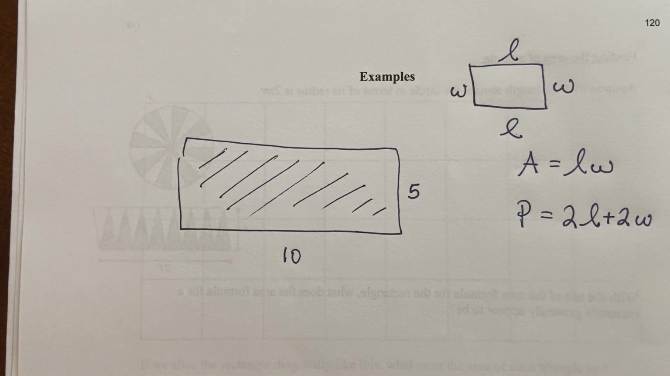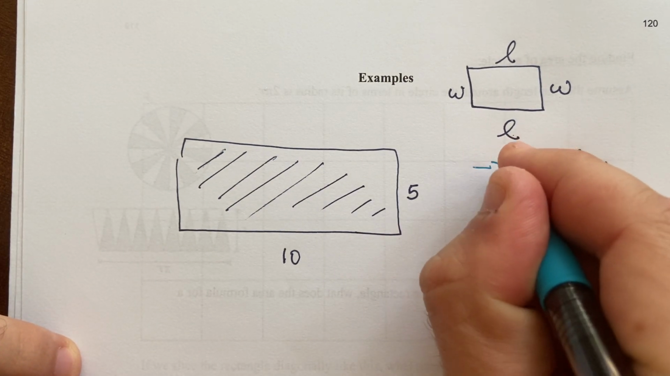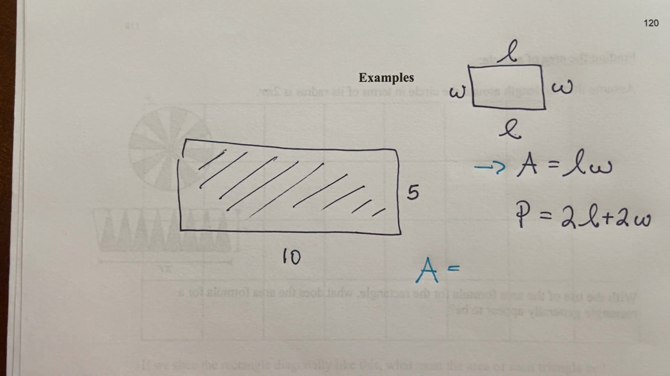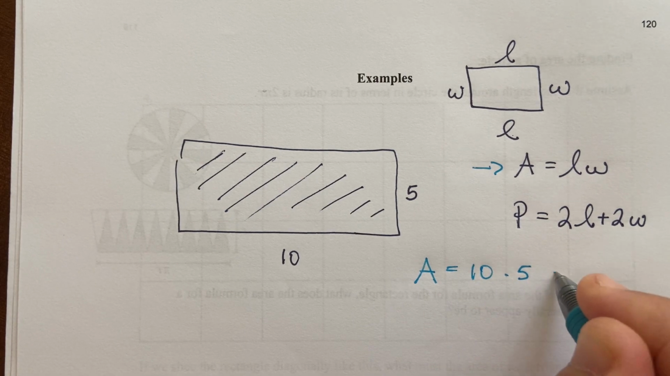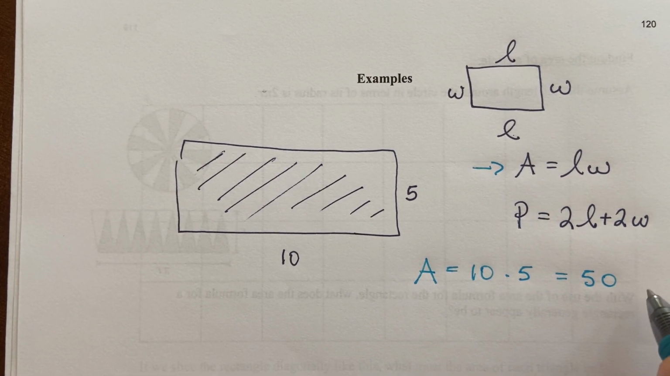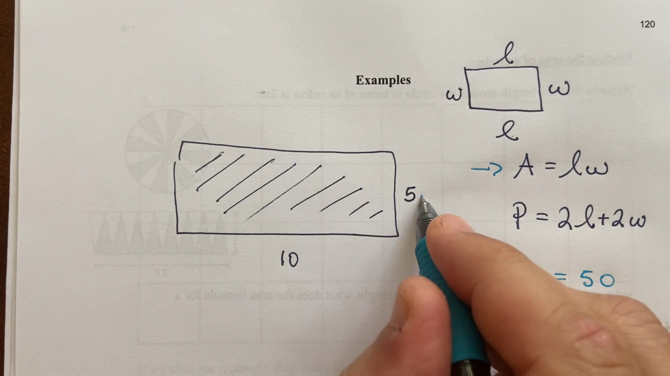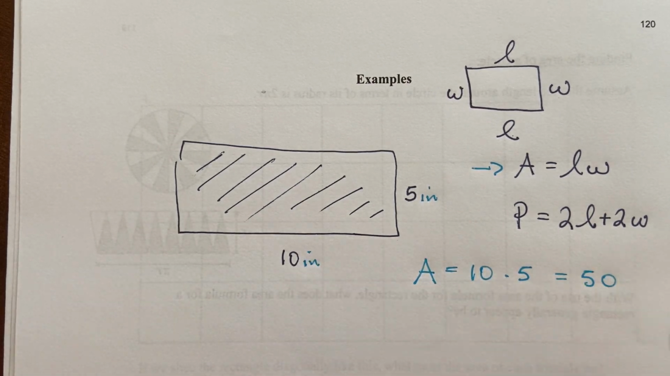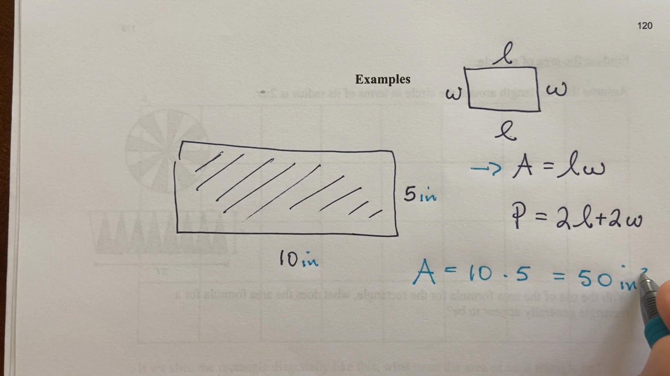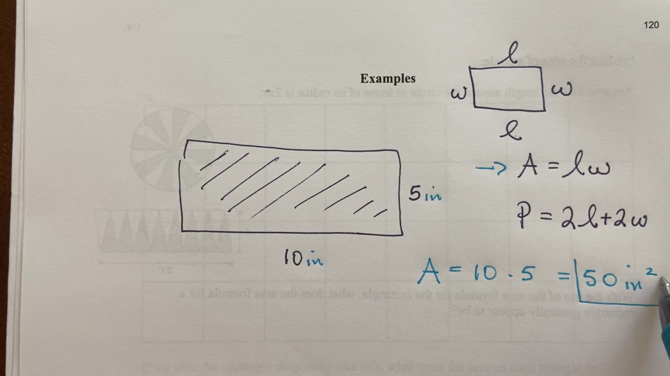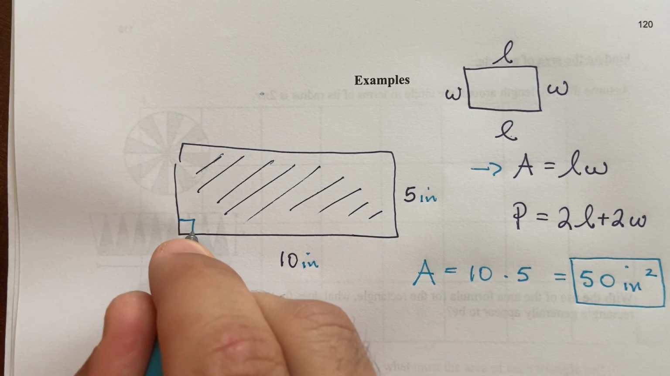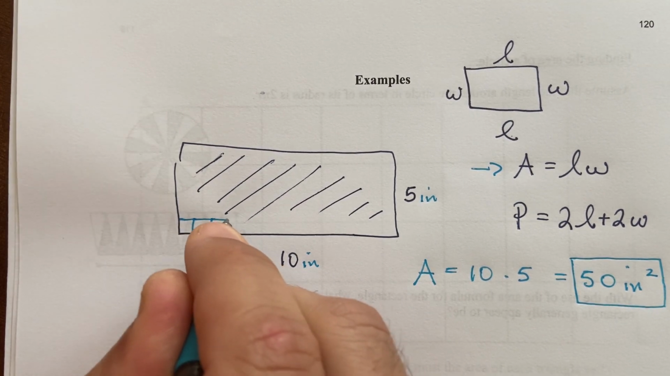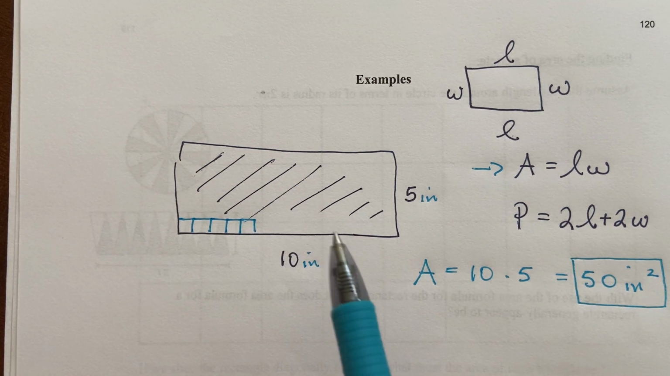So if I wanted to find the area and perimeter of this particular one, for the area, we would have the length of 10 times the width of 5, and I would have 50. And if this were inches, then I would have 50 square inches. So what that would mean is that there would be 50 of these square inches that would fill up this space.